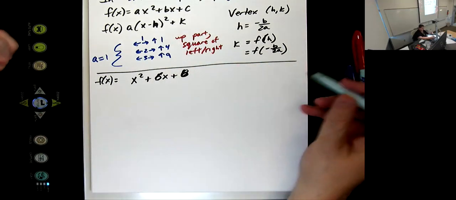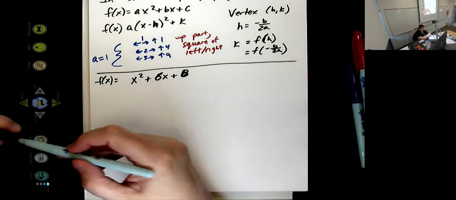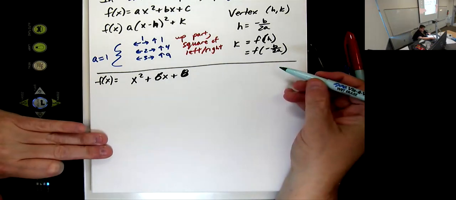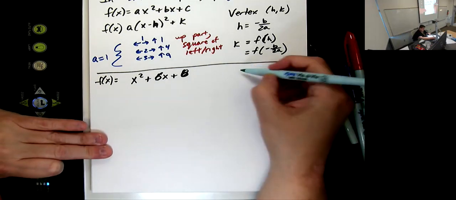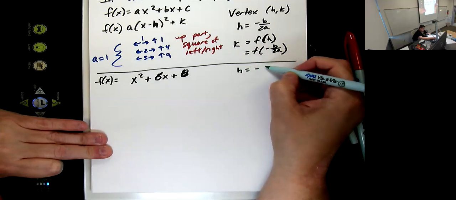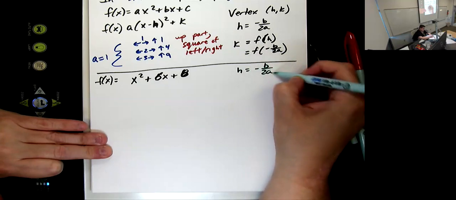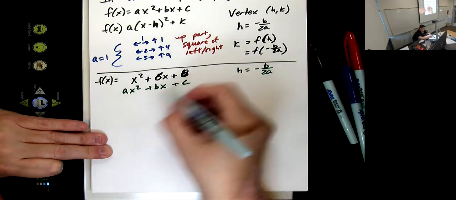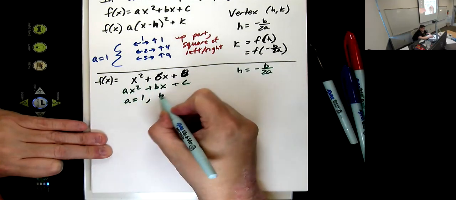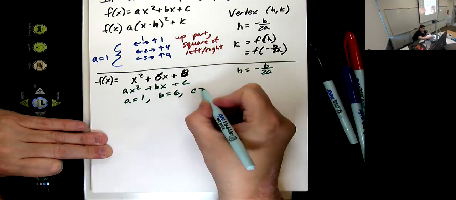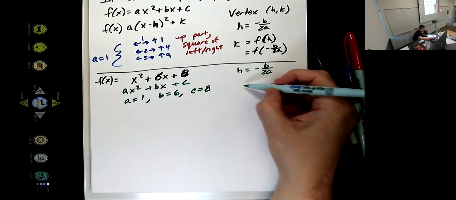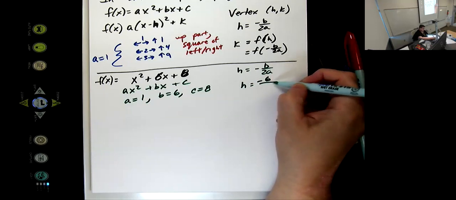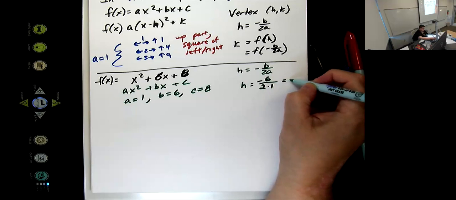I want my vertex to be easy. So h equals negative b over 2a. This is ax squared plus bx plus c. So a equals 1, b equals 6, c equals 8. And h equals negative b, which is negative 6 over 2 times 1, which is negative 3.